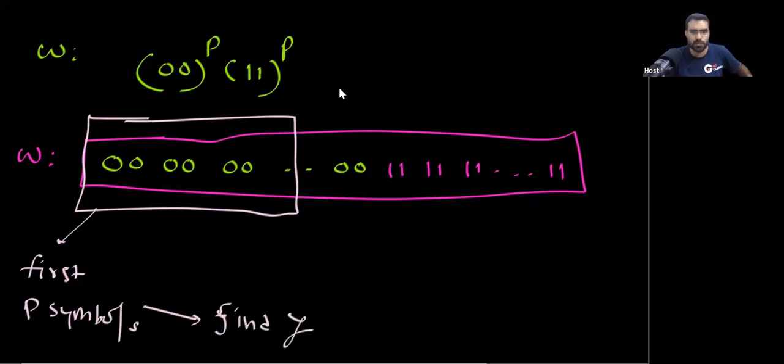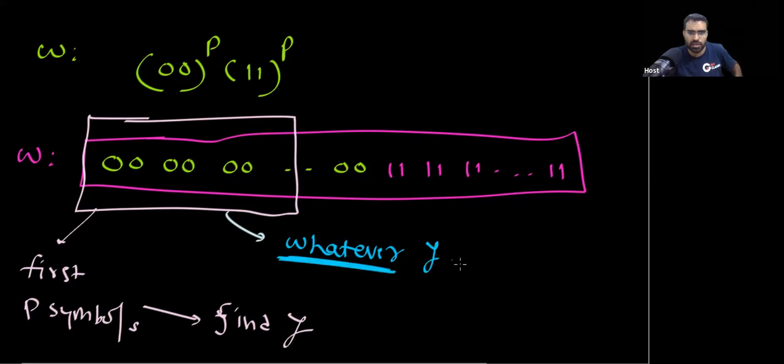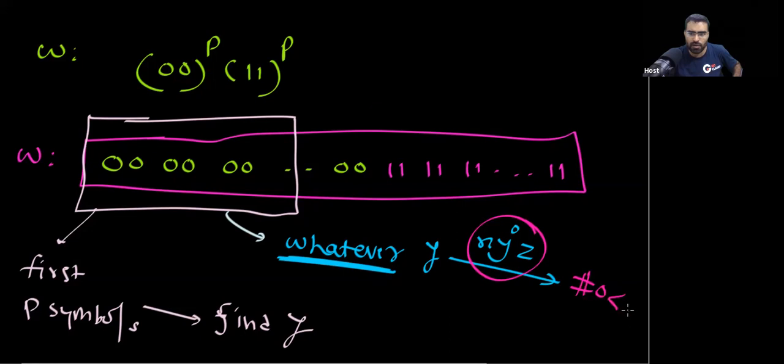Now, you will find y in these first p symbols. Whatever y you take in this area, if you repeat it 0 number of times, what will happen? The number of 0s will be less than the number of 1s. Yes or no? Very simple. So the number of 0s becomes less than the number of 1s, and that does not belong to L. So this string is not pumping.